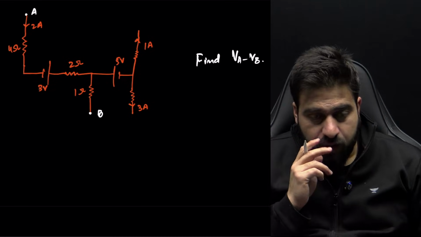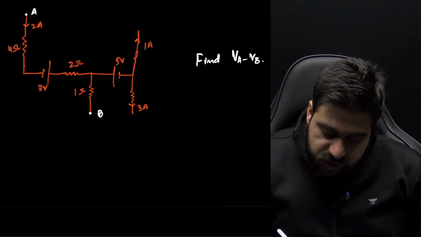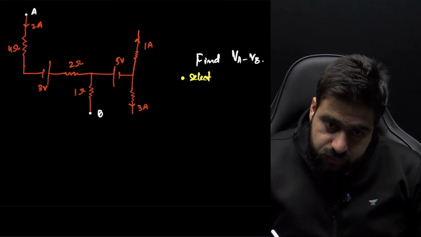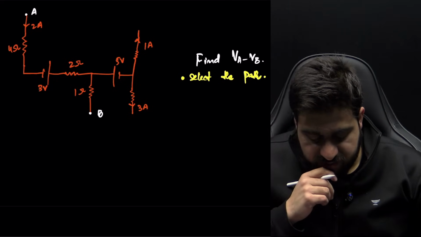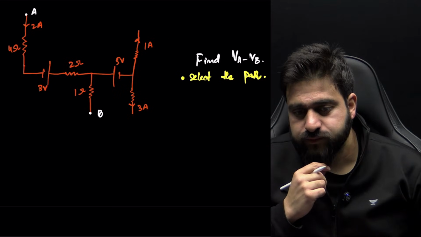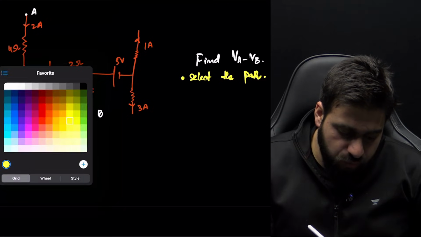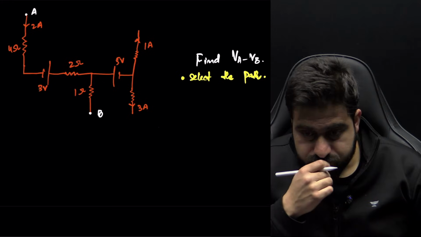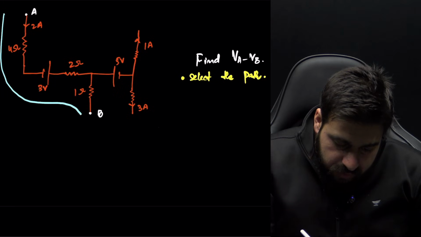Guys, see. Whenever you have to find the potential difference between one point and another point, the first thing you do is select the path. This is the first thing that you are supposed to do. Then, my dear NEET aspirants, move from that point to another point.